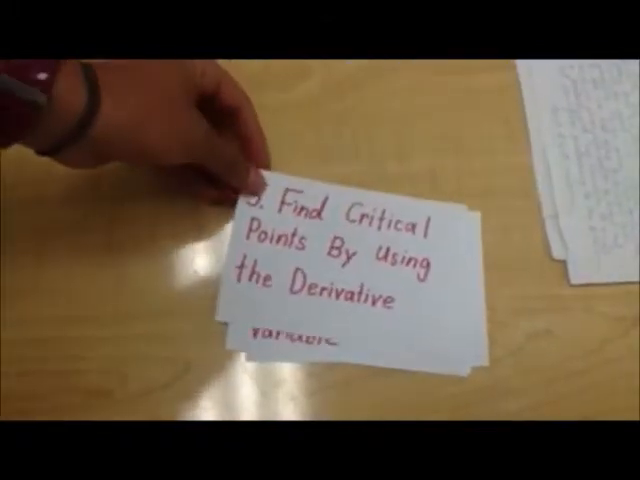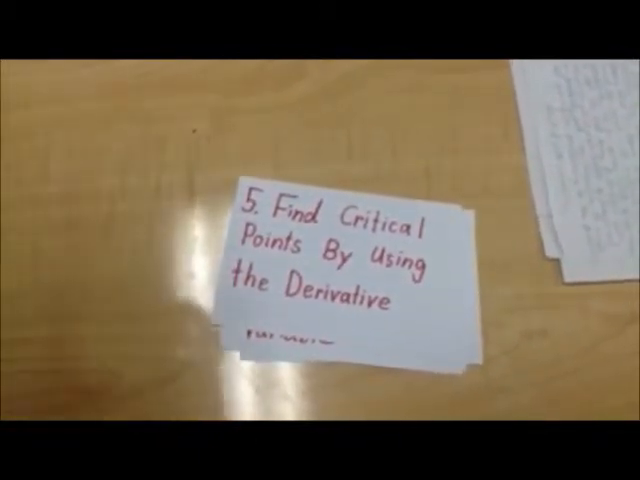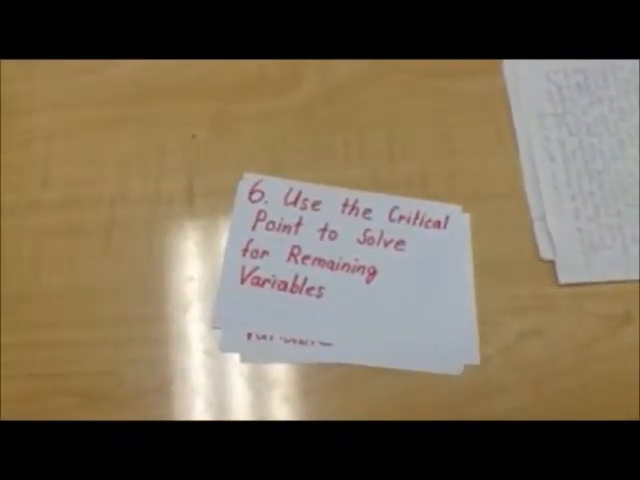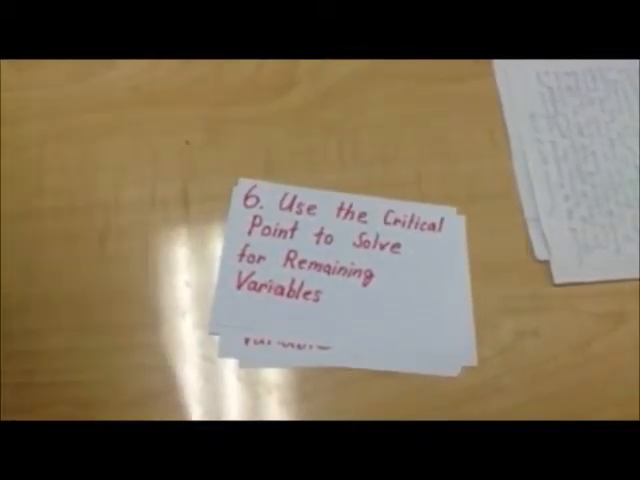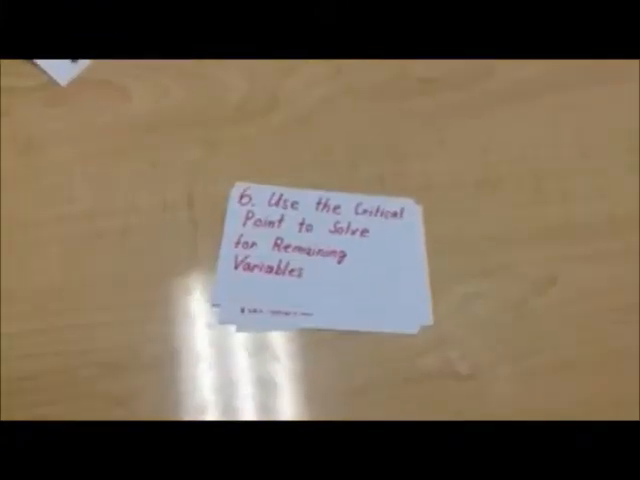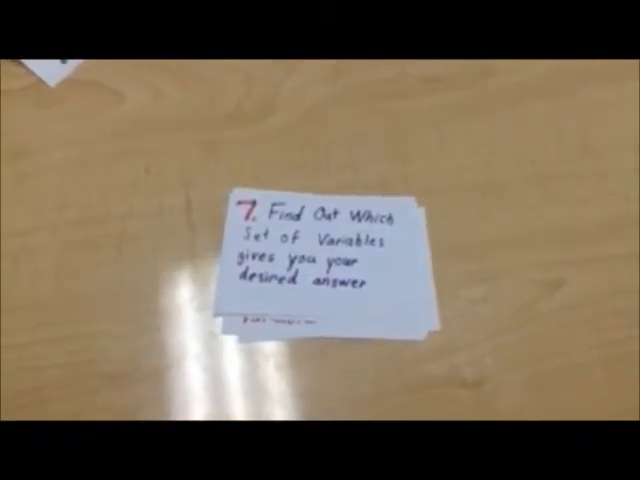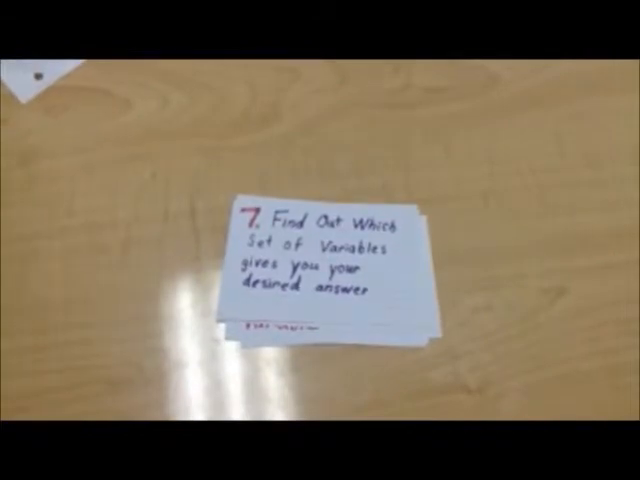Number 5, find critical points by using the derivative. Remember to check endpoints. Number 6, use the critical points to solve for remaining variables. Plug your answer into the original formula to solve for the other variables. And final step, find out which set of variables gives you your desired answer, whether it be a maximum or minimum. Now, to make sure you have the point, let's apply these steps to a more complicated problem.